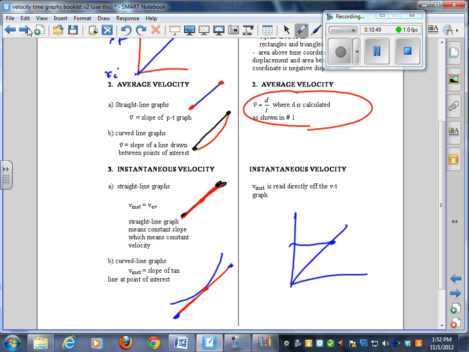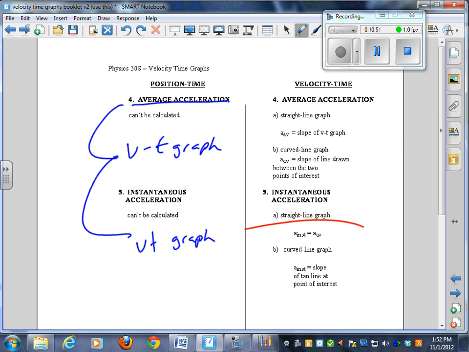Next page, column 2. If you have a velocity time graph and you're asked to find average acceleration, and it's a straight line, average acceleration means the slope between those 2 points. Find the slope of the line. It's easy. If it's a curved line and you're asked to find average acceleration, emphasis on average, you draw a line between the 2 points and find the slope.